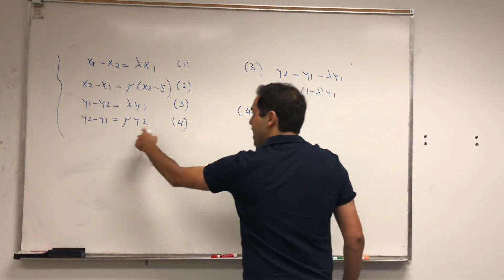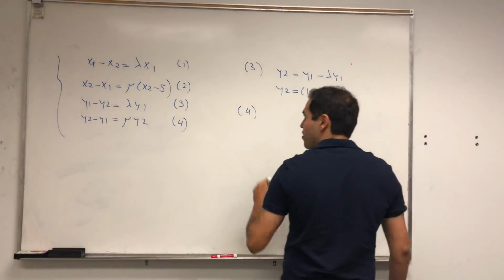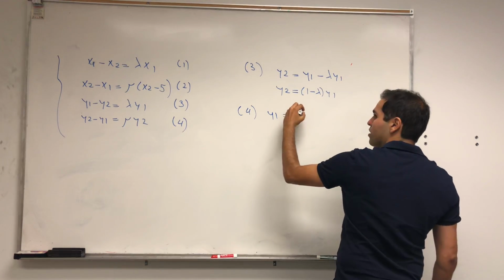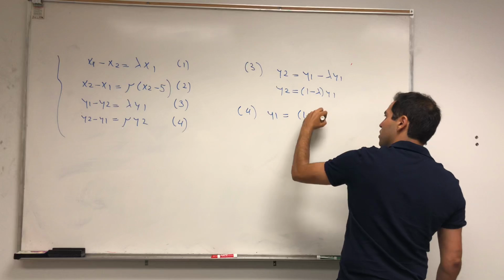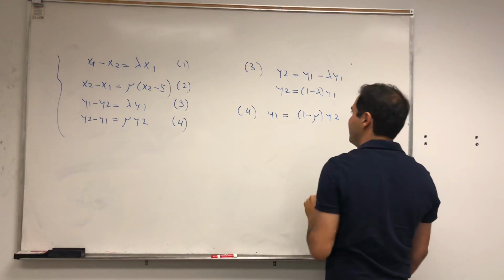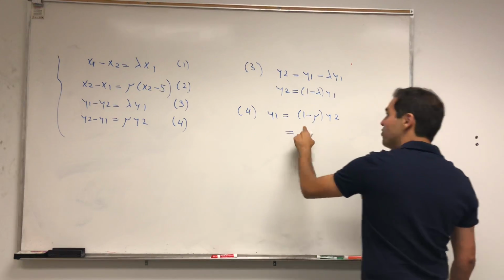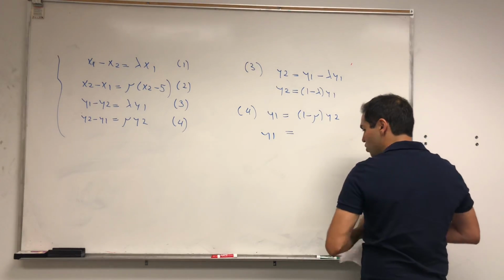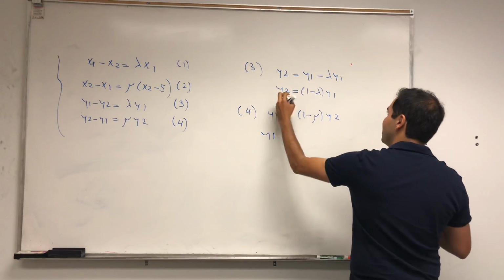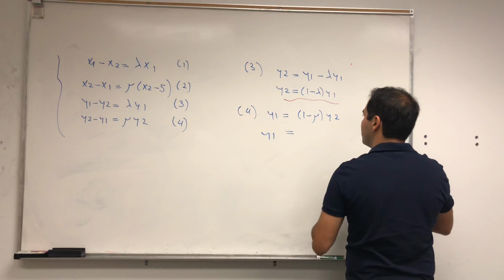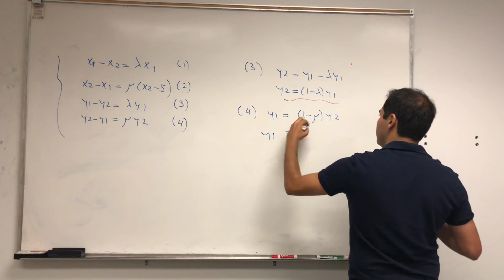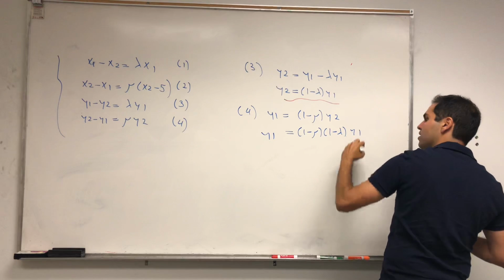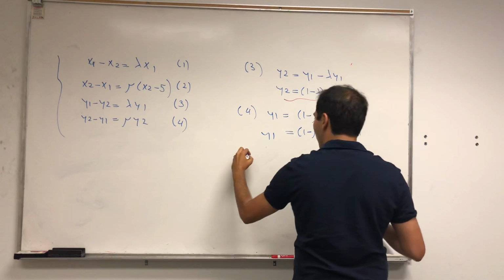Now, let's do the same spiel with the fourth equation, I guess. y1 is, if you want, (1 minus mu) y2. Again, very similarly. That said, we can simplify this because y2 is also equal to (1 minus lambda) y1. So it becomes (1 minus mu)(1 minus lambda) y1. And now just solve for y1.